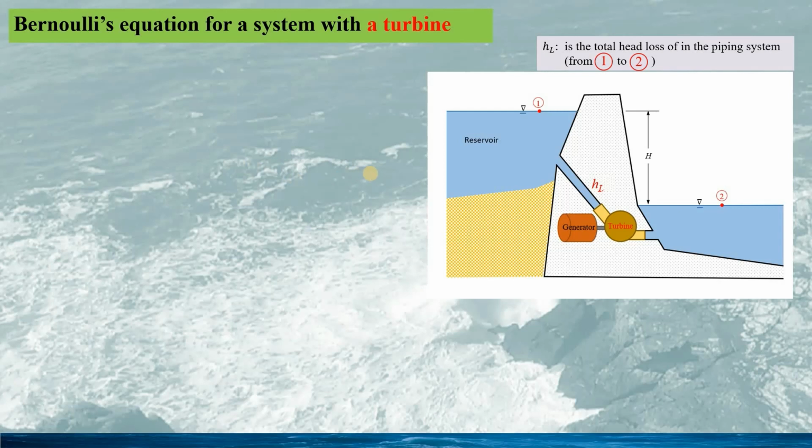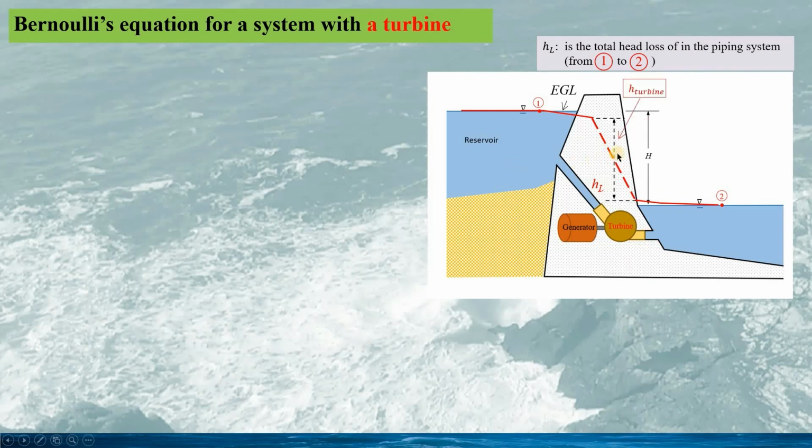The second machine is the turbine in the hydraulic system. See the drawing here. We have the stored potential energy in the reservoir, and we can use the flow from the reservoir to the lower place through the turbine to extract the energy out. So if we draw the energy grade line, it would be like this.